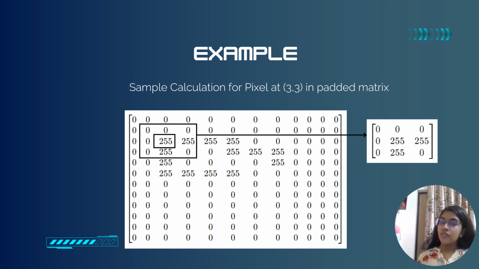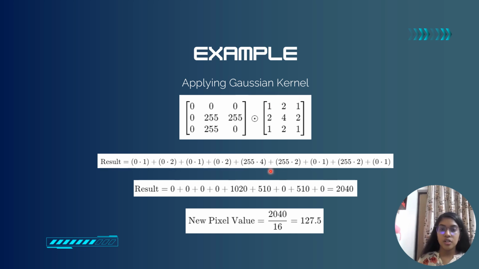And then we perform convolution. Here is the sample calculation. For this particular pixel, first we form a 3 cross 3 matrix using its surrounding neighboring pixels, and then we apply the Gaussian kernel. We do element-wise multiplication, that is 0 into 1 plus 0 into 2 plus 0 into 1 plus 0 into 2 plus 255 into 4, and so on. Then we add all of them to obtain this final value. Since we are using the normalized version of the Gaussian kernel, we divide it by 16 to obtain the final value of the pixel in the predicted matrix.